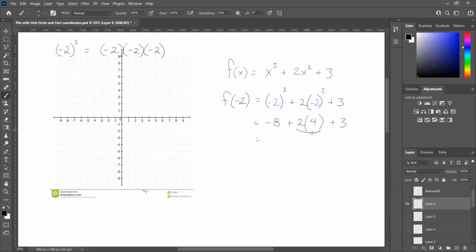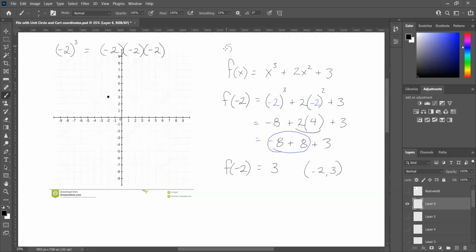So PEMDAS says I now need to do my multiplication. So we have -8 plus 8 plus 3. And now I can add those together, and I can do that left to right or in any order I want. But I notice right here, I've got -8 plus 8. That actually turns out to be 0. So I'm left with just the 3. So f of -2 is 3. Or an ordered pair that I could use to graph is the ordered pair -2, 3. So maybe over to -2, up 3, and I happen to know that that spot is on the graph of this function.